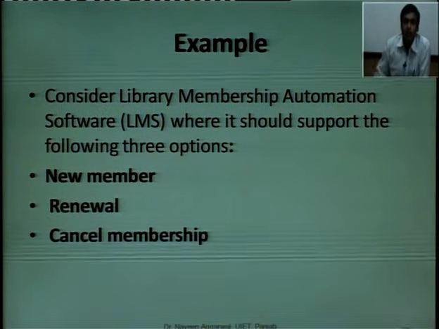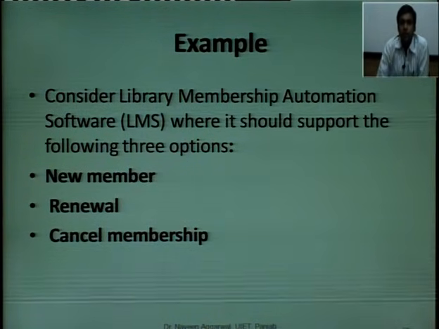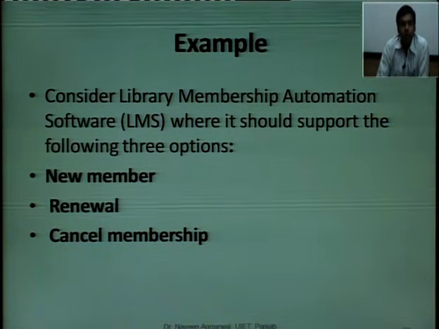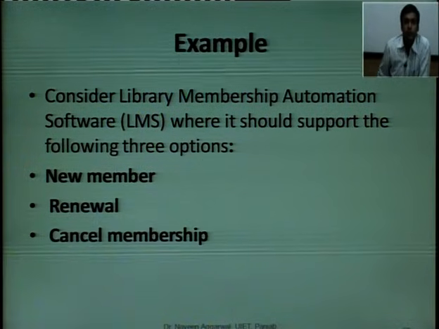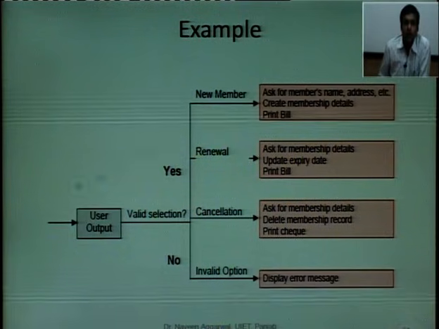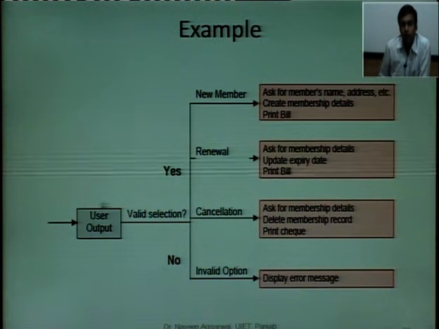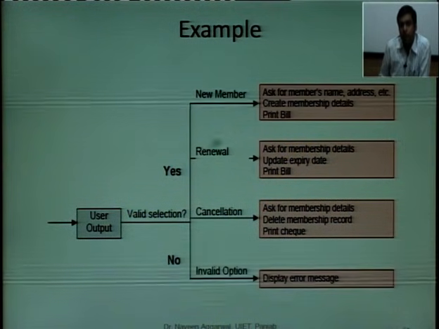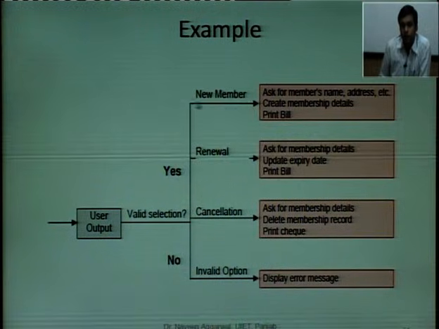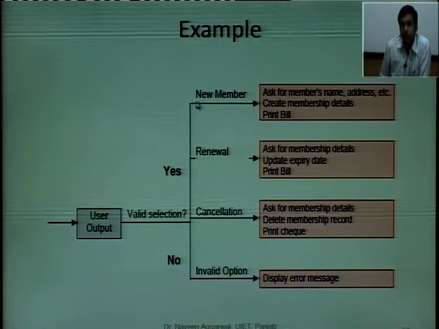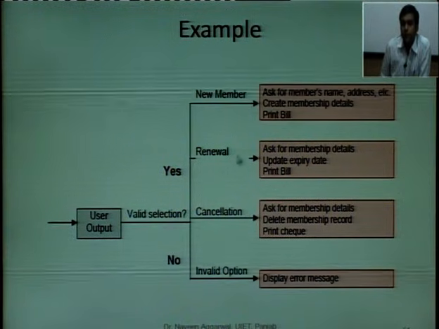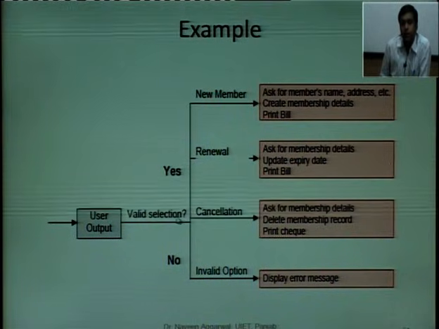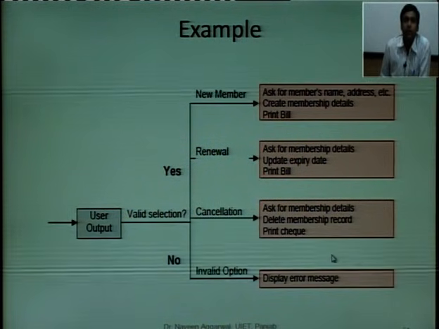For example, in a library management system, we can have three options. Either we can go with a new member, or renewal of a member, or we can cancel the membership. So we can have this kind of decision tree where the user input is coming, and from the user we are taking this, and it can go in four directions. In one direction, if the selection is valid, we can either create a new member, or renew the membership of somebody, or cancel the membership. In case of an invalid option, we have to display the error message.